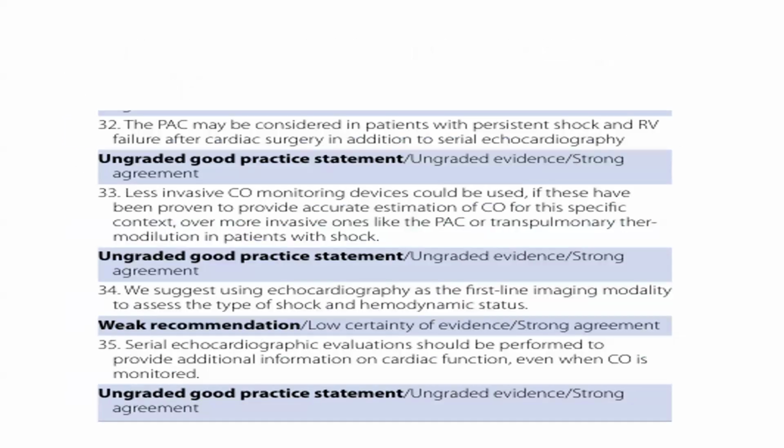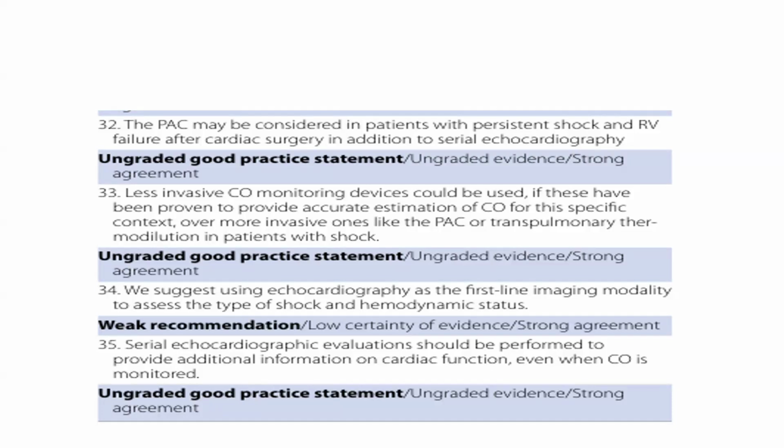So the pulmonary artery catheter may be considered in patients with persistent shock and RV failure after cardiac surgery, in addition to serial echocardiography. Less invasive cardiac output monitoring devices could be used if they have been proven to provide accurate estimation of cardiac output for this specific context, over more invasive ones like the pulmonary artery catheter and transpulmonary thermodilution.